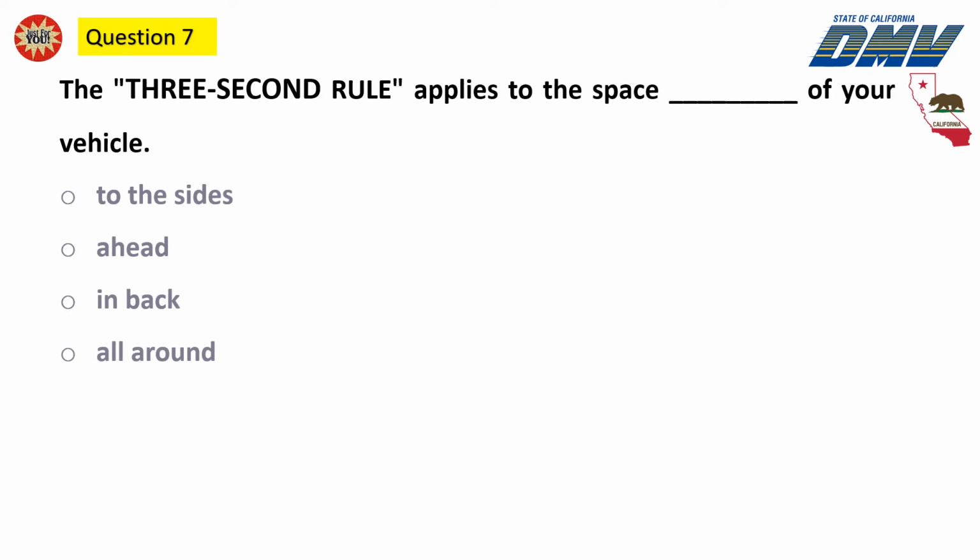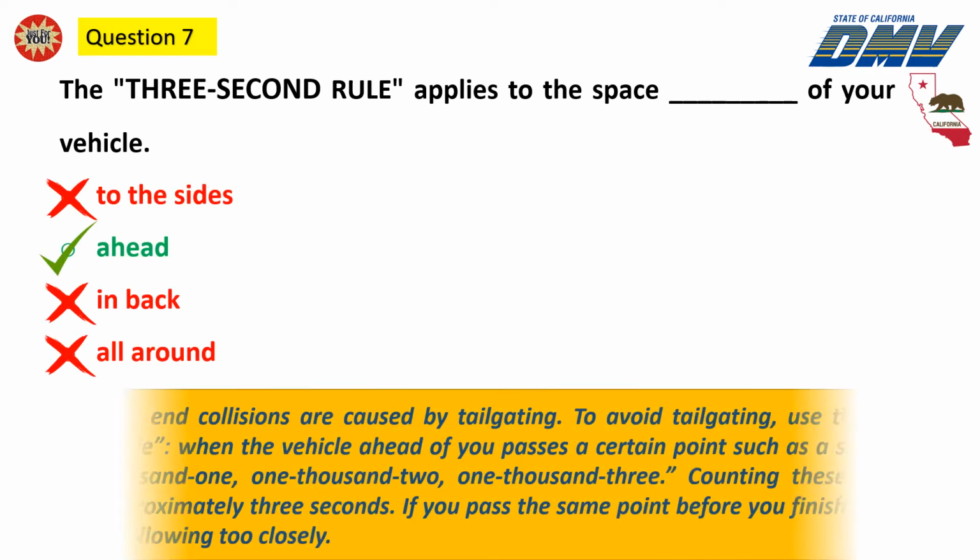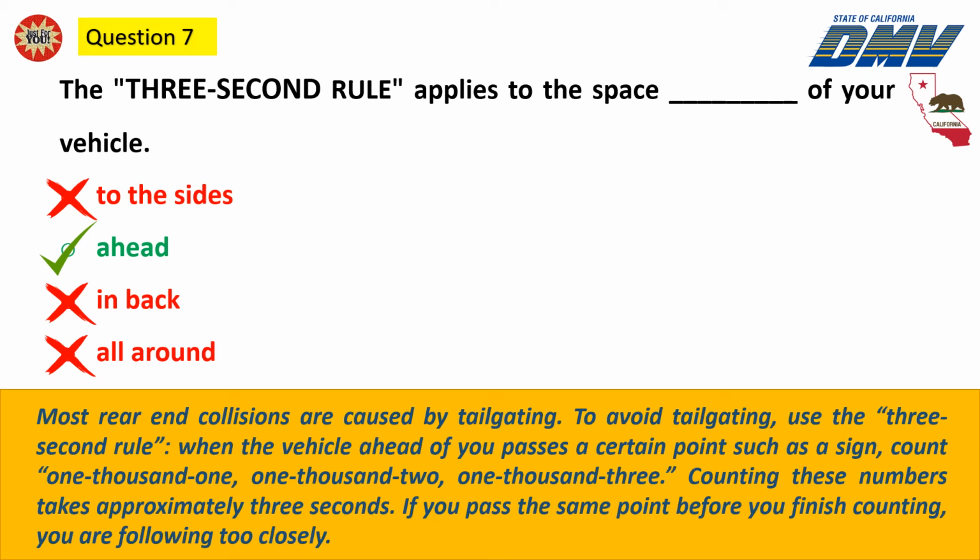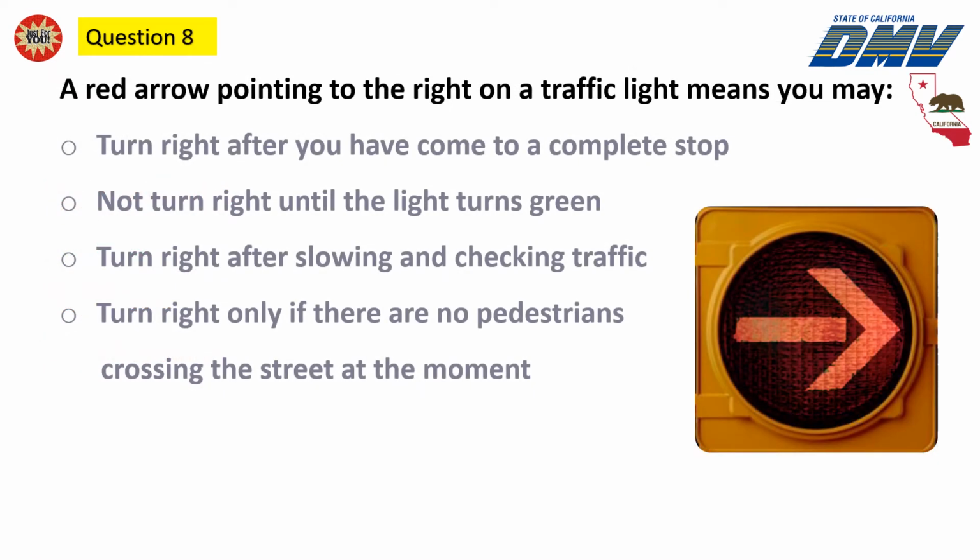Question 7. The 3-second rule applies to the space: to the sides, ahead, in back, all around of your vehicle. A red arrow pointing to the right on a traffic light means you may.